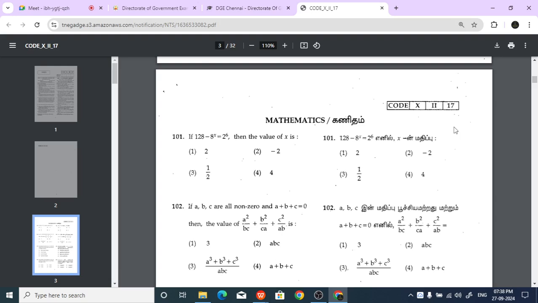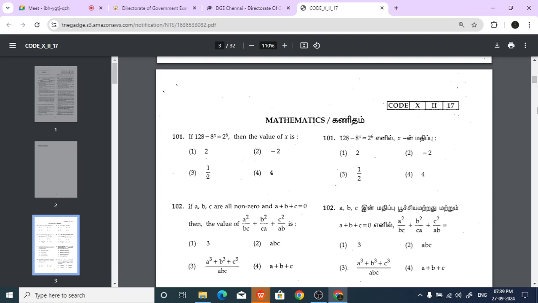See, 128 you can write as 2 power 7, or you keep it as 128. 128 minus 8 power x, you can write it as 2 power 3x equal to 2 power 6. 2 power 6 can be written as 64. Instead of converting everything to base 2, initially you can convert it to a number. That would be better. 128 minus 8 power x is equal to 64. That is minus 8 power x is equal to minus 64. Minus gets cancelled. 8 power x equal to 64. 64 is 8 square. So, x equal to 2.